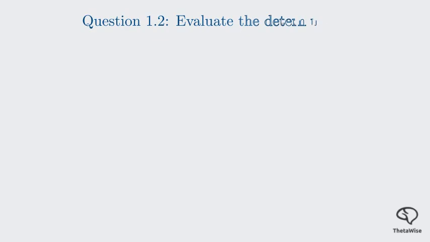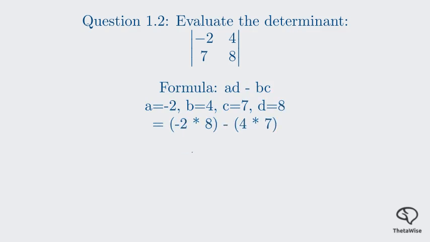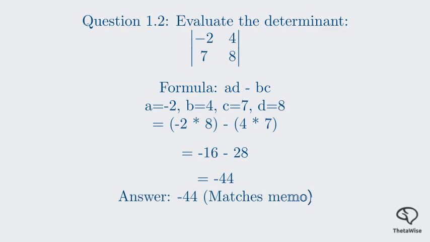Next, let's look at question 1.2. We need to evaluate the determinant of the matrix with elements -2, 4, 7, and 8. Using the same formula, we multiply the diagonal elements. Here, A is -2, B is 4, C is 7, and D is 8. The calculation is -2 times 8 minus 4 times 7. This becomes -16 minus 28, and -16 minus 28 gives us -44. This answer also matches the memo.